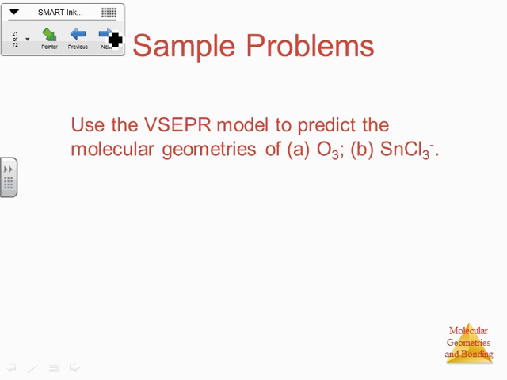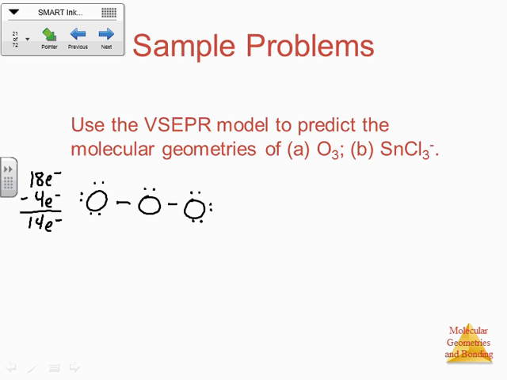Alright, let's see if we can do some of these. We're going to use the VSEPR model to predict the molecular geometries of O3 and SnCl3 minus. So we've got oxygen, oxygen, oxygen. We need to figure out how many valence electrons we have here, a total of 18. I just used up 4 of them for these bonds, so that's going to be 14 left.